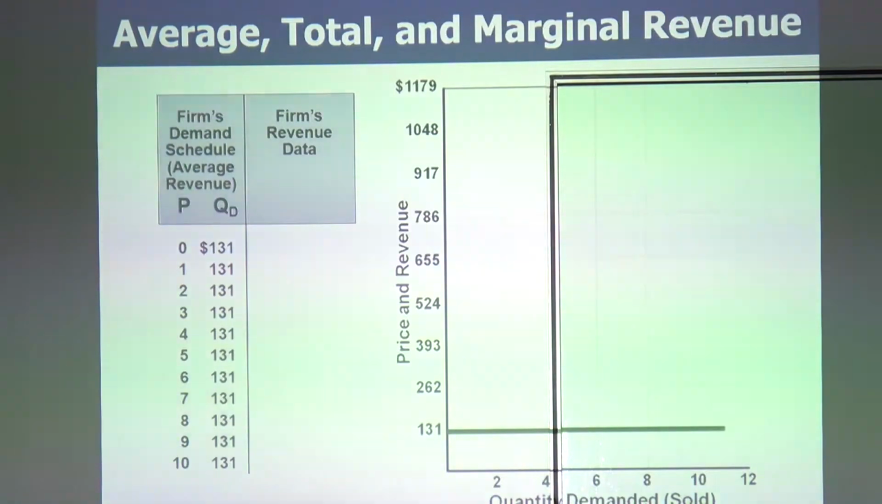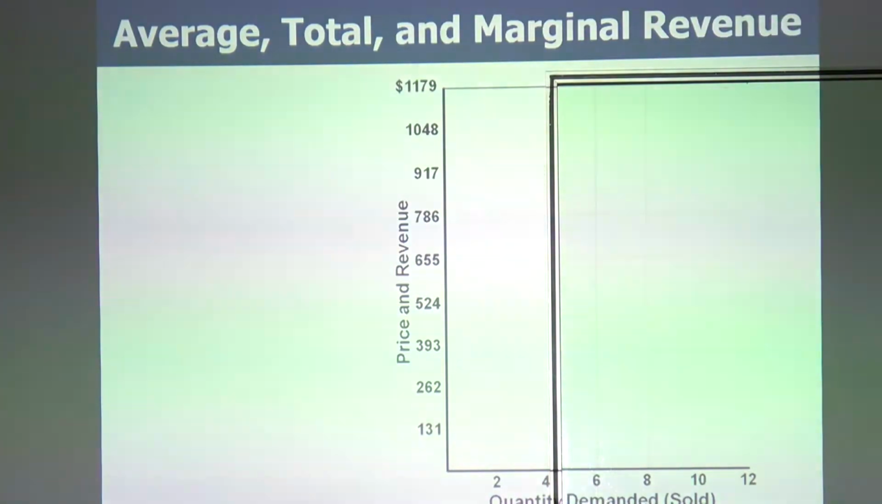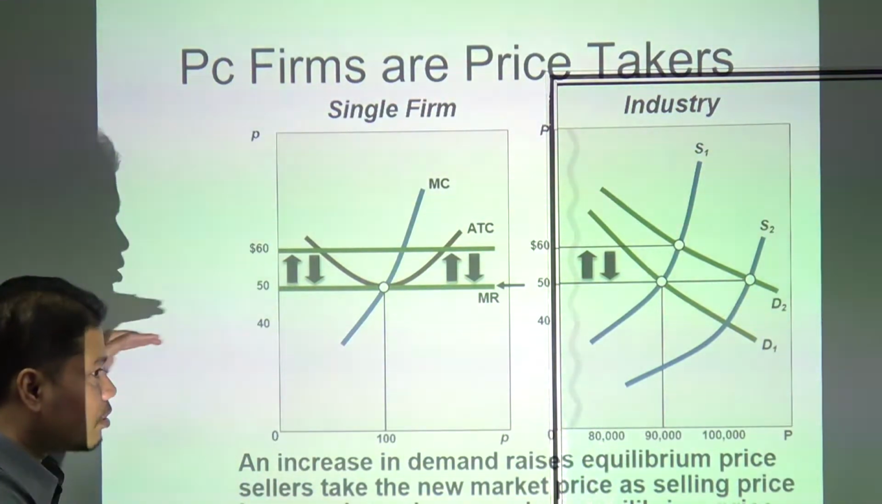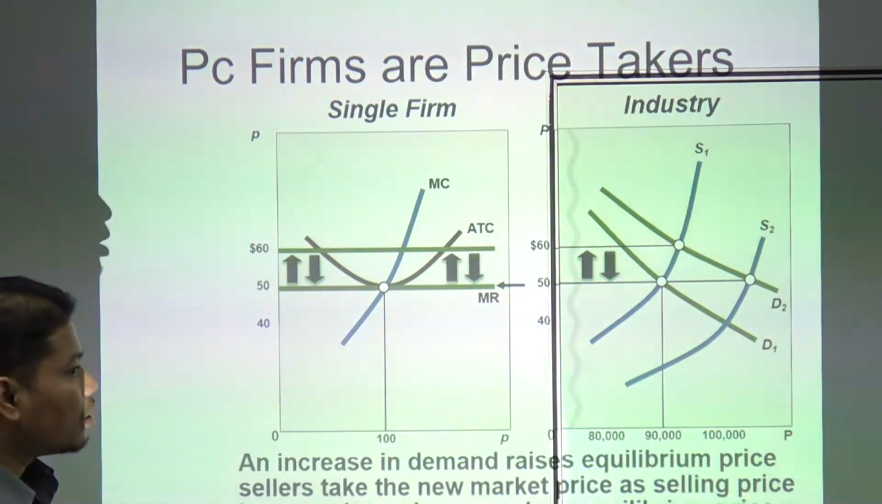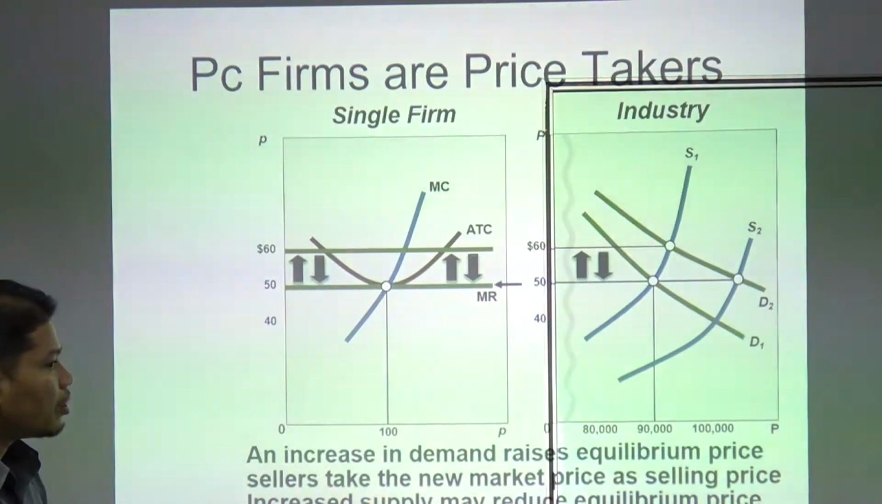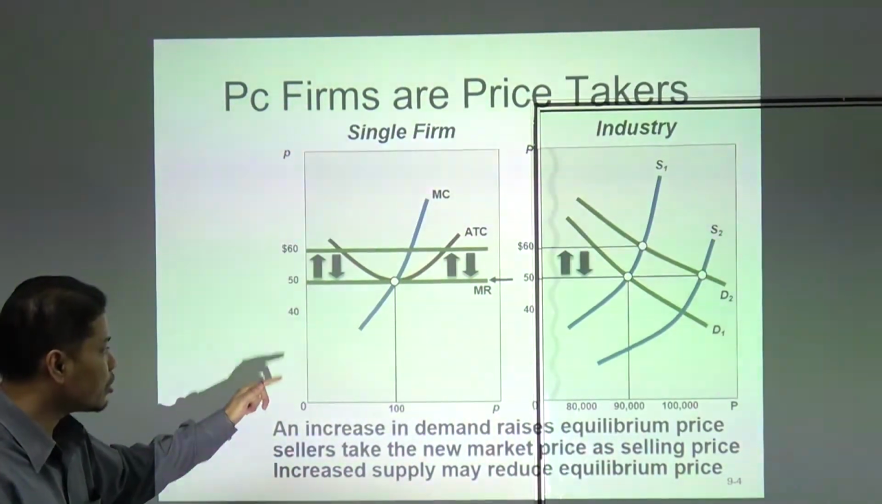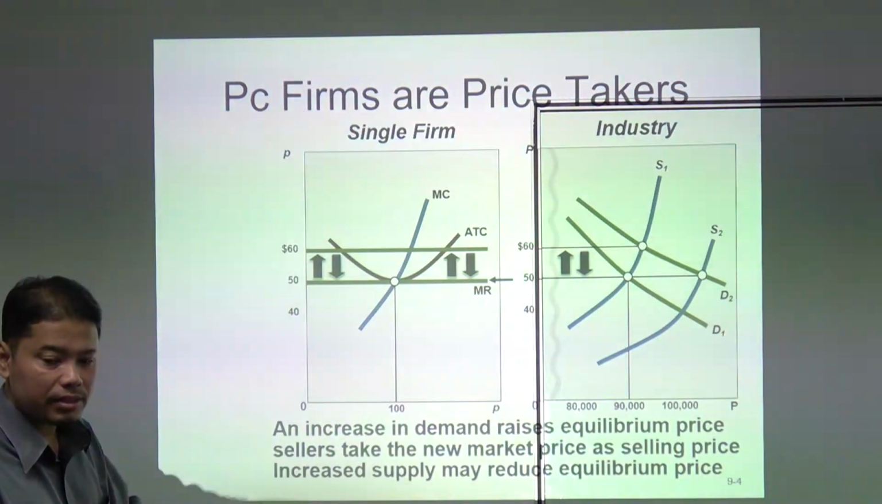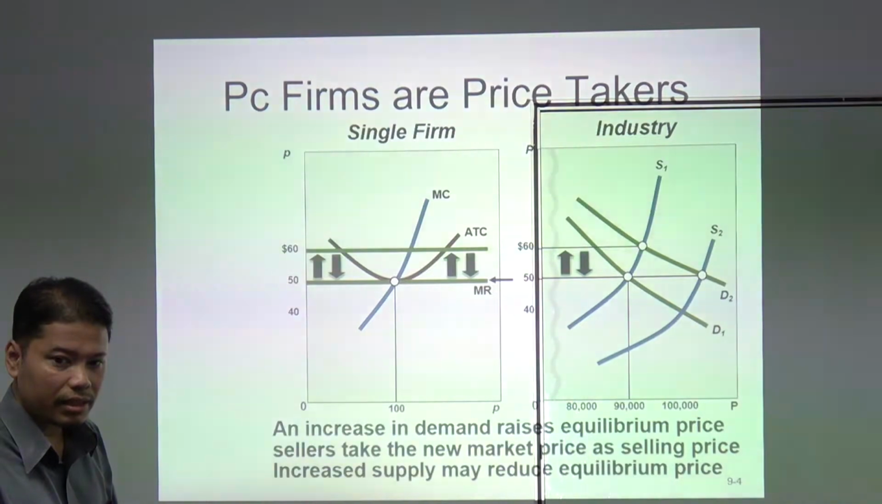Okay, because the firm's demand curve is perfectly elastic, we can see it from our earlier diagram, a perfectly elastic demand curve, perfectly horizontal. The reason why the firm has a perfectly horizontal demand curve here is because there are so many sellers in the market and they are all selling a standardized product.